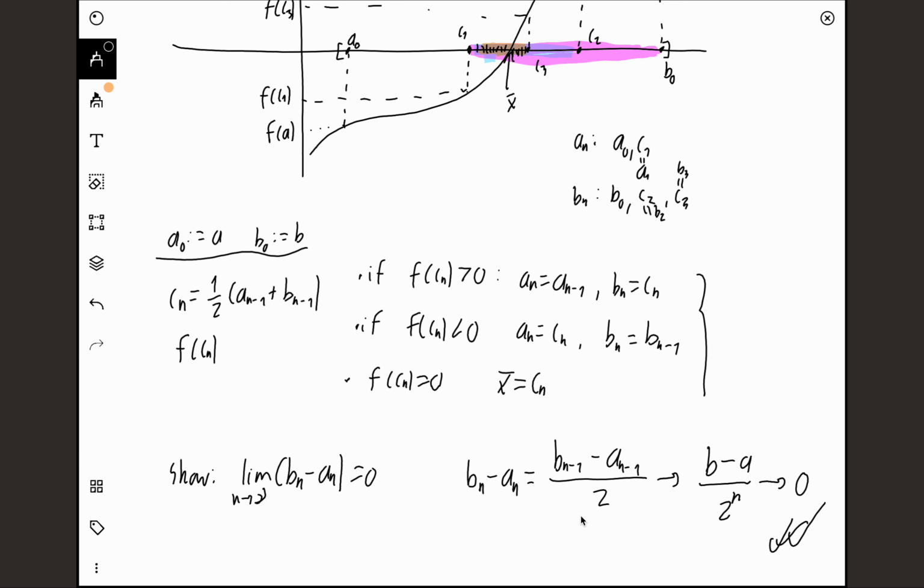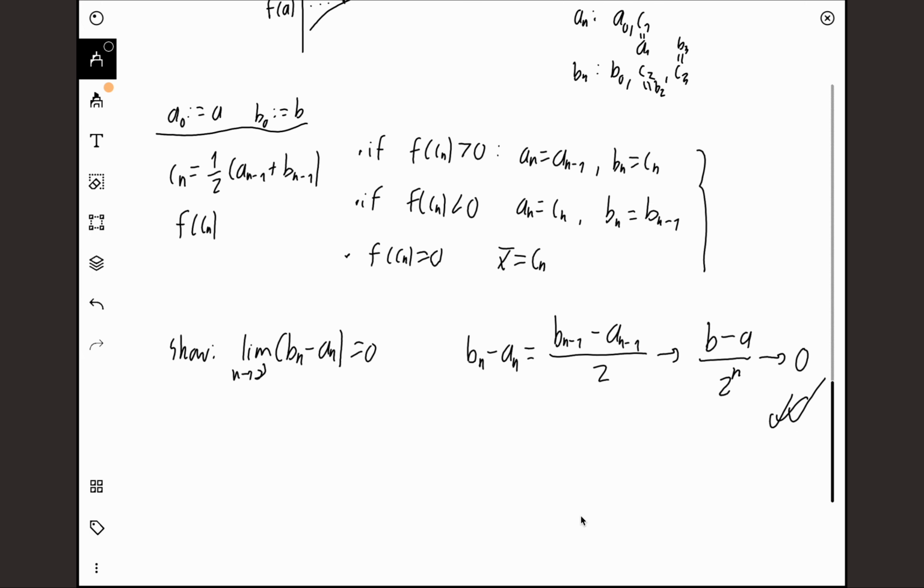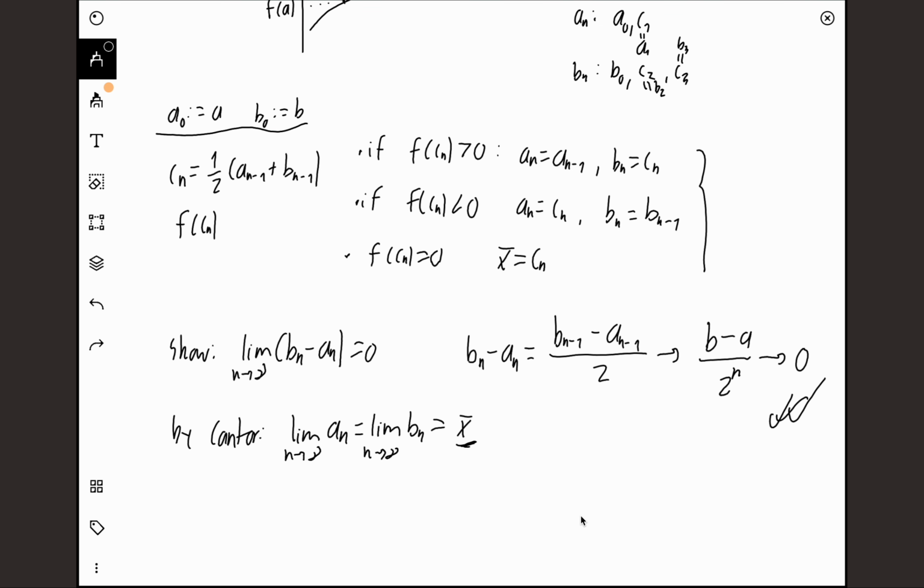So we can use the Cantor theorem, and basically now we know that by Cantor, we can say that the limit as n goes to infinity of an equals the limit as n goes to infinity of bn equals x dash. So we show that a limit exists, and this is what we're going to call our limit.